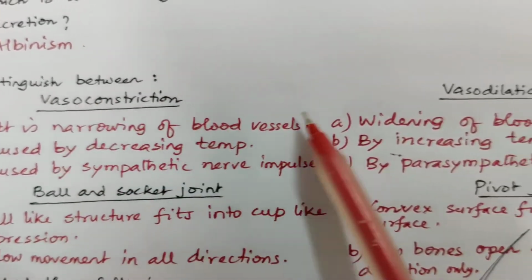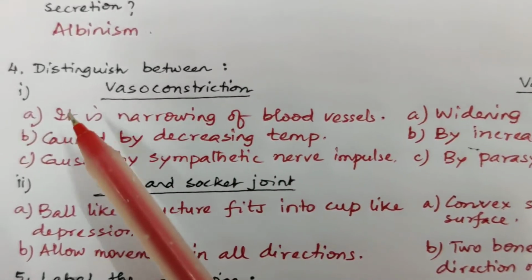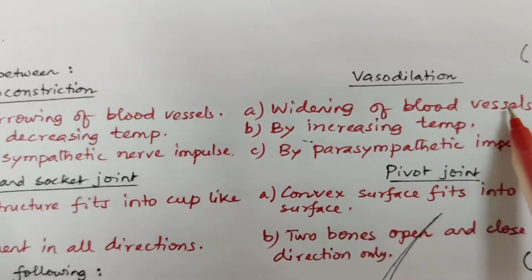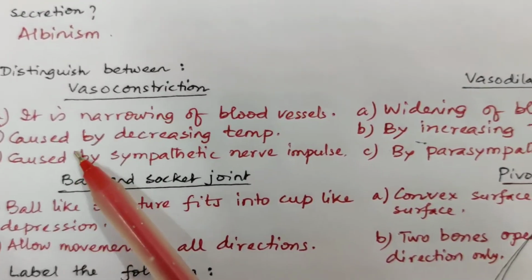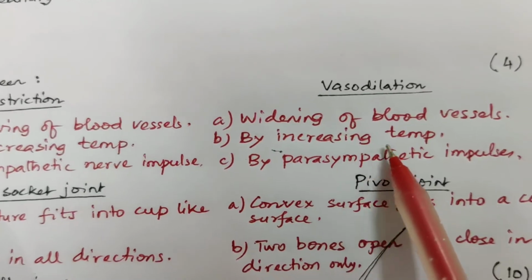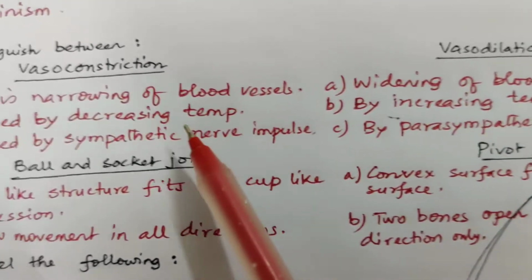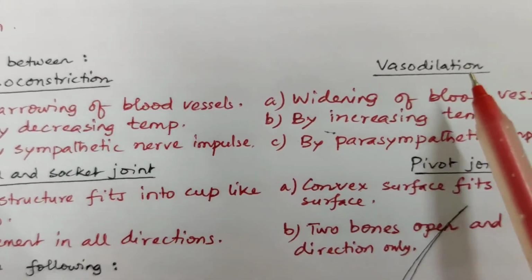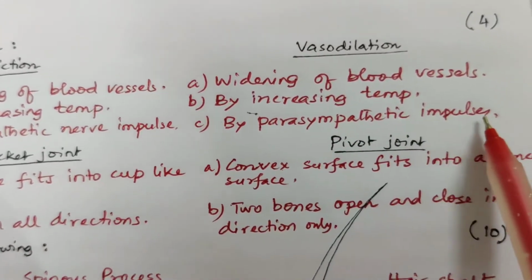Distinguish between vasoconstriction and vasodilation. Vasoconstriction is the narrowing of blood vessels and dilation is the widening of blood vessels. Constriction is caused by decreasing temperature of the environment, and dilation is caused by increasing temperature of the environment. Constriction is caused by sympathetic nerve impulse and dilation is caused by parasympathetic impulses.